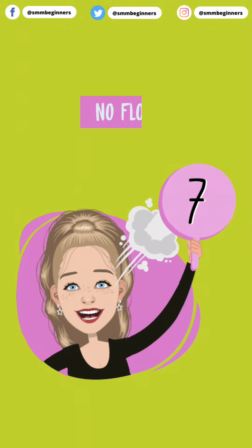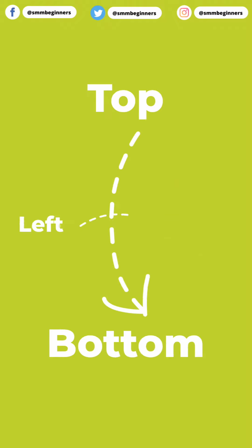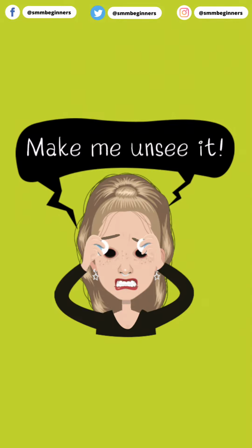Number 7. Your posts have no flow. You must remember that people read from top to bottom, left to right. Don't add text to your carousel posts that you need to read from bottom to top, or right to left. I've actually seen this in a couple of carousel posts and it really doesn't work. A viewer will end up reading the words backwards.